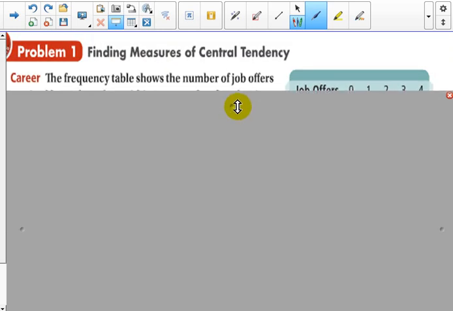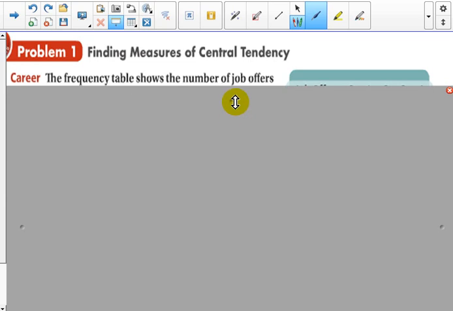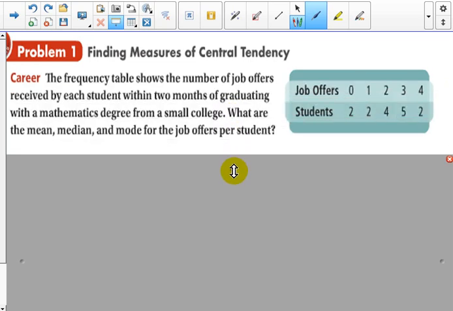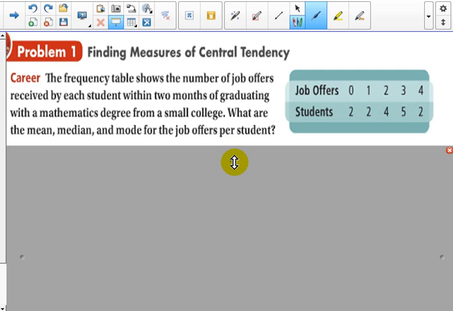In our first problem, we're going to find some measures of central tendency. It says this frequency table shows the number of job offers received by each student within 2 months of graduating with a mathematics degree from a small college. Long sentence. What are the mean, the median, and the mode for the job offers per student? So job offers per student. What is the mean of the job offers per student?